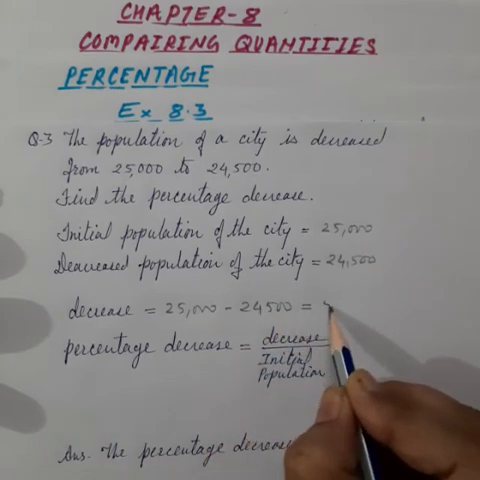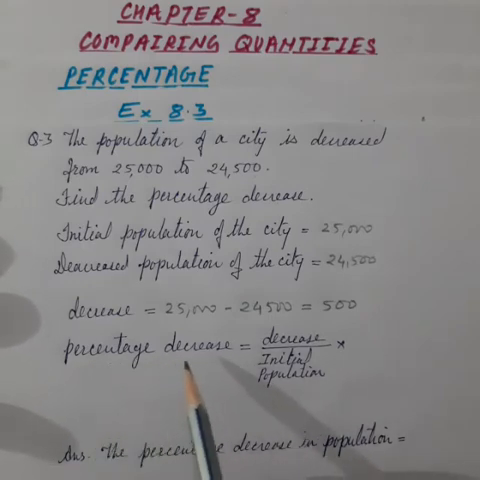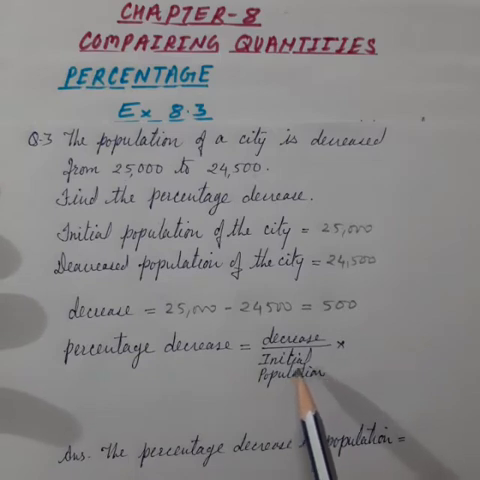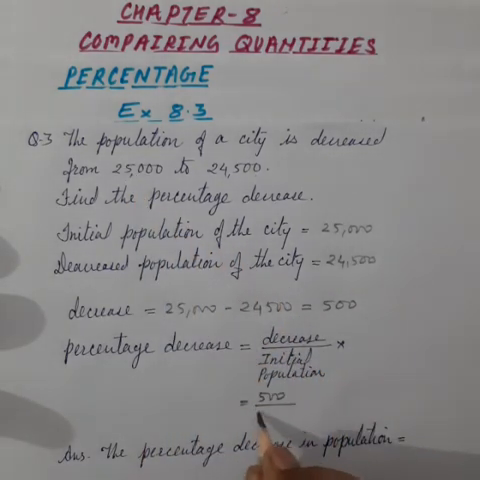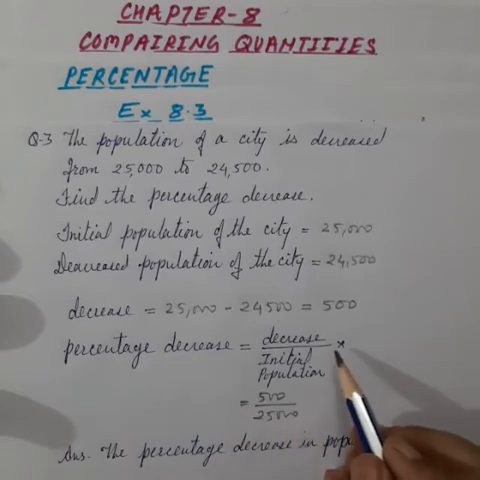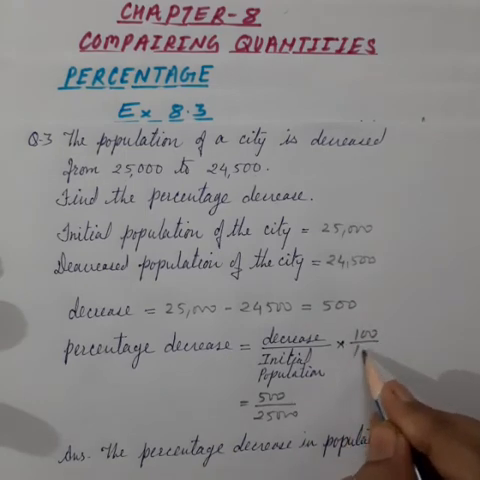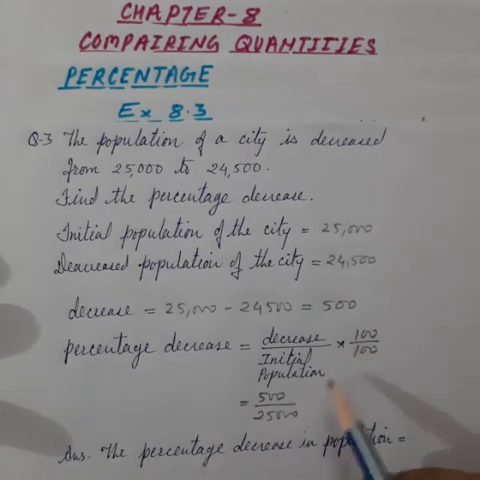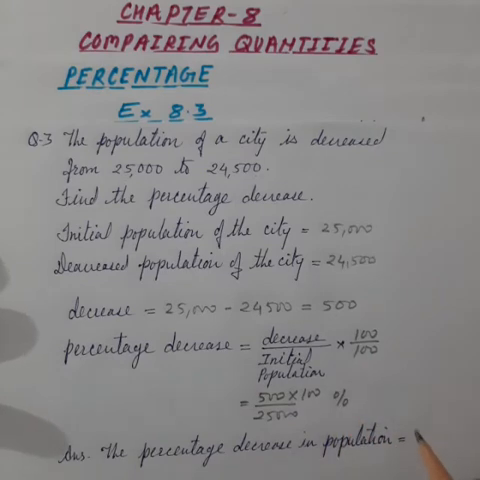The difference we get here is 500, and the percentage of decrease or percentage of increase is always calculated on the original one. So here the decrease is 500 and the original initial population is 25,000. To convert it into percentage, we have to multiply it by 100. We will multiply this numerator by this 100, and for this 100 in the denominator, we will write the percent sign.